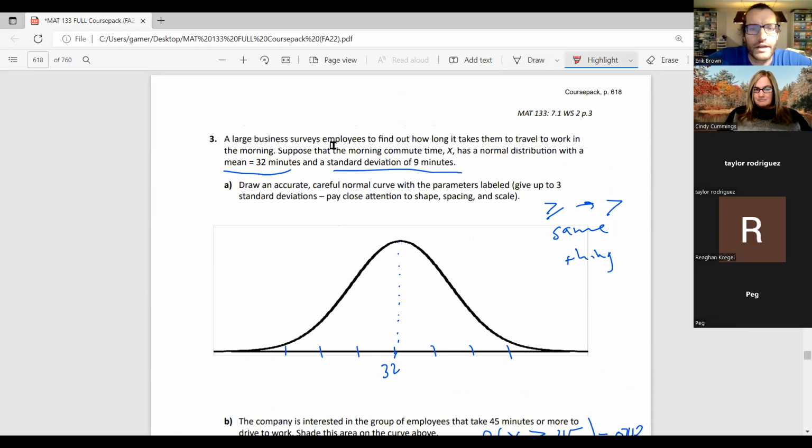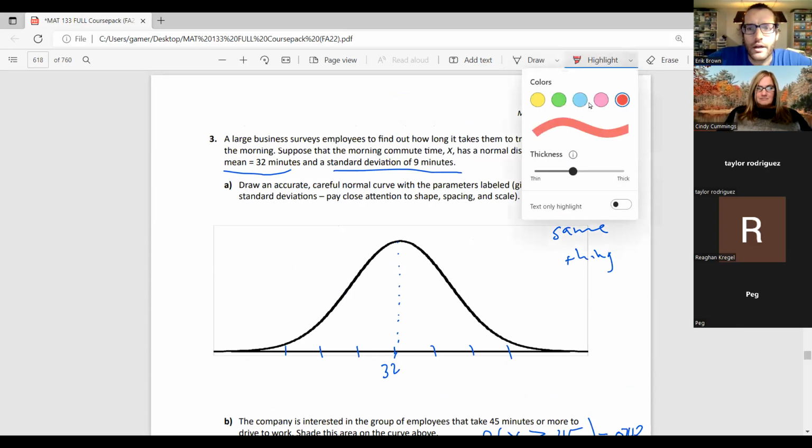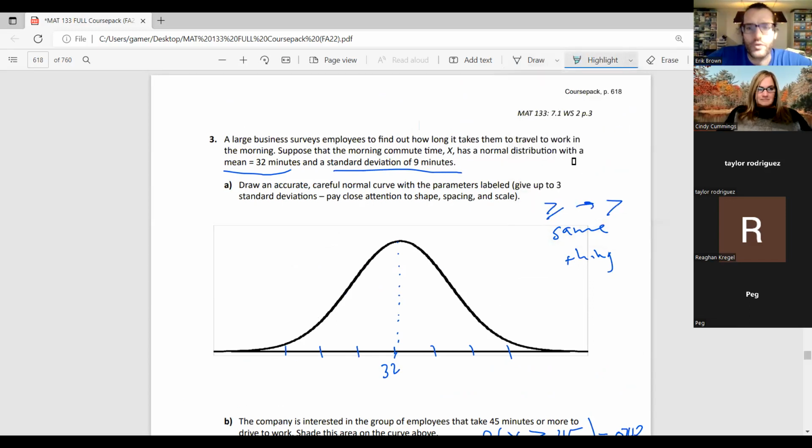So a large business surveys how long it takes to travel to work in the morning. So the morning commute is X, has a mean of 32 minutes and a standard deviation of 9 minutes. Do y'all get why this is continuous data? The measurement of time, right?